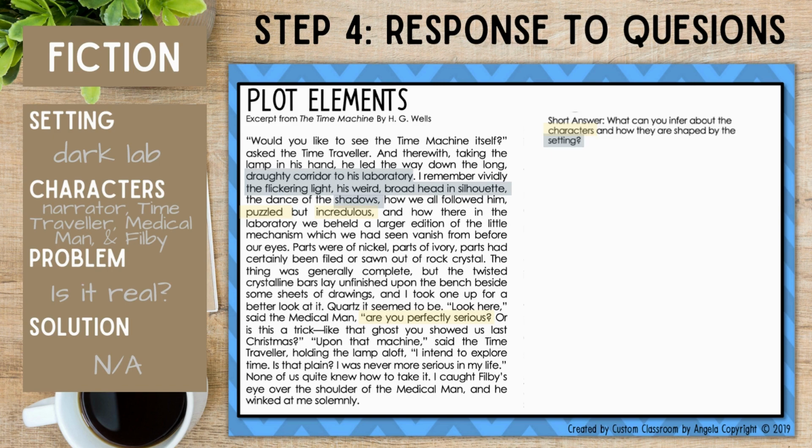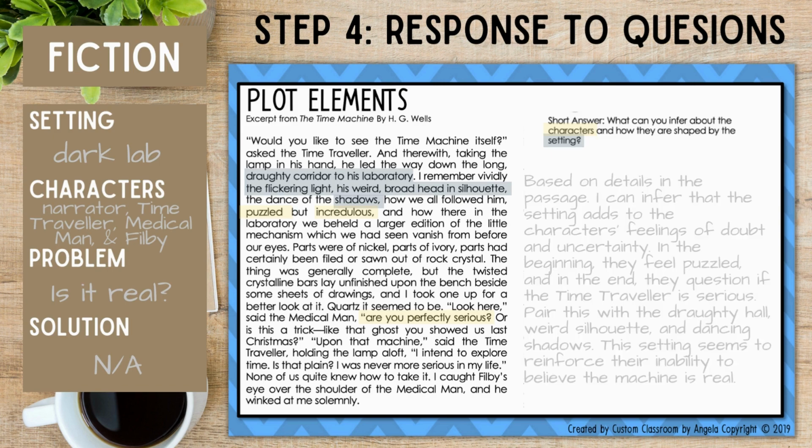So using this evidence from the text, here's a possible answer. Based on details in the passage, I can infer that the setting adds to the characters' feelings of doubt and uncertainty. In the beginning, they feel puzzled, and in the end, they question if the time traveler is serious. Pair this with the drafty hall, weird silhouette, and dancing shadows. This setting seems to reinforce their inability to believe the machine is real.